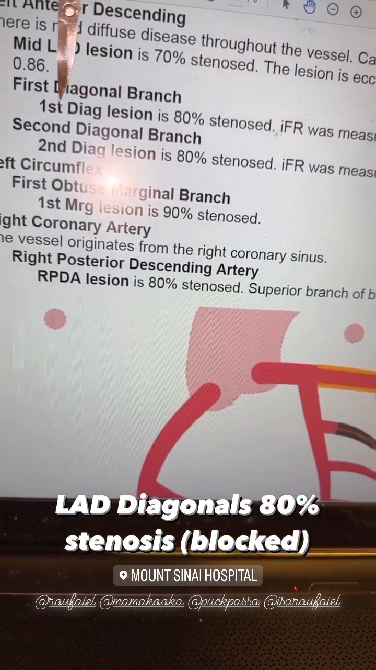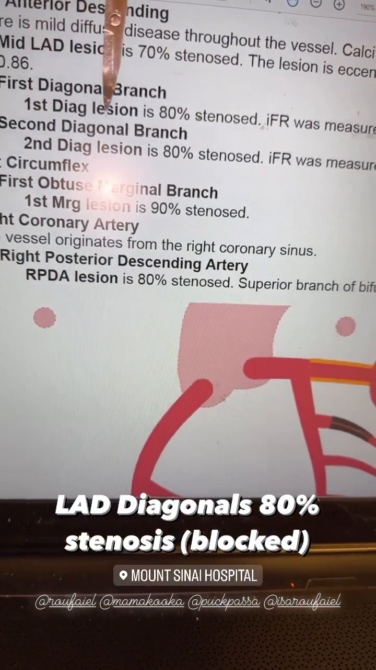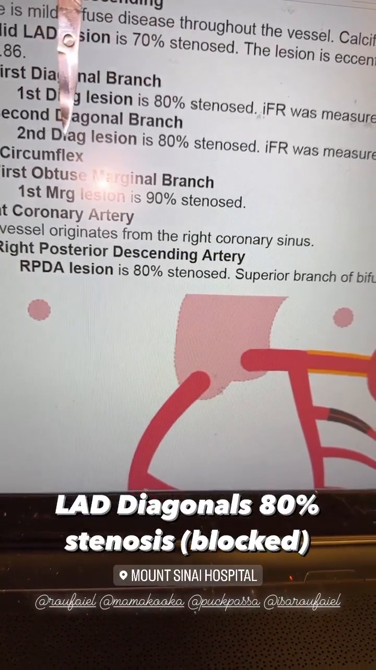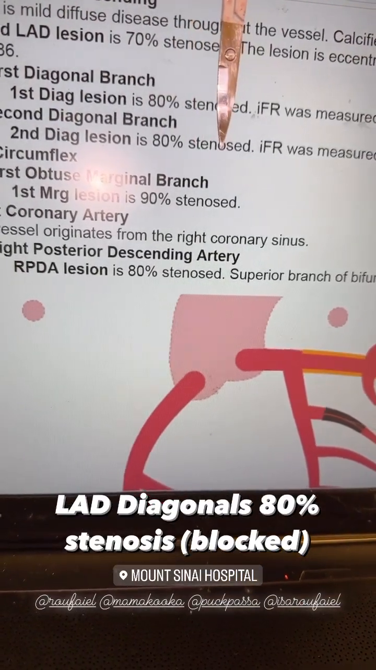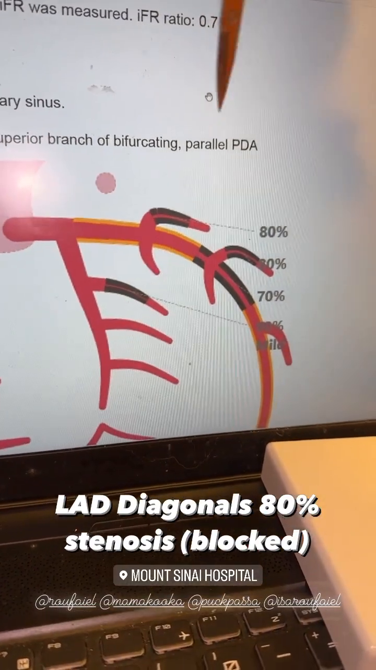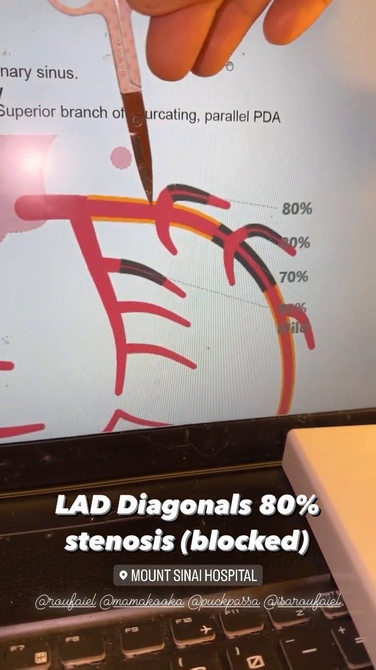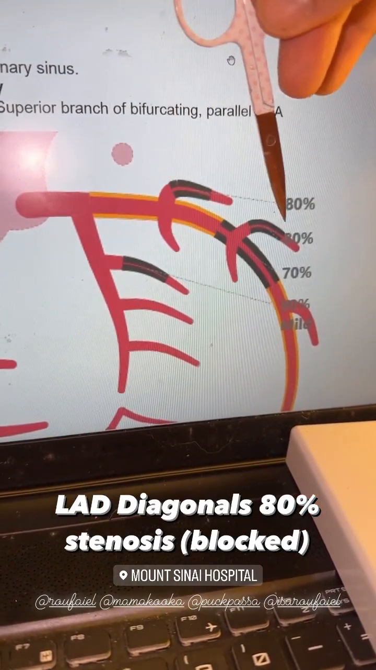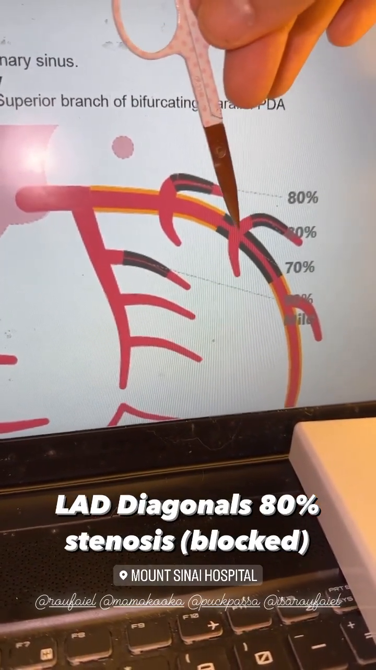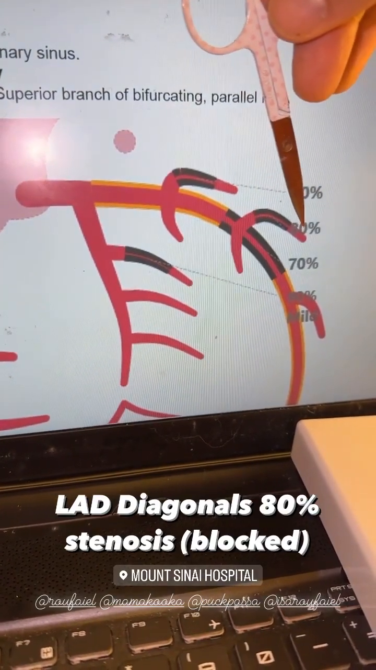We're seeing diagonal branches still in the left anterior descending. But we're seeing here the first one is 80% and the second diagonal is also 80% stenosis. So what is that talking about? Well, if we take a look at the diagram that they have over here, here's your left anterior descending as it goes down. And then you have a diagonal right here. That's the first one. It's 80% blocked. And then you have the second diagonal, which is coming right off at an angle, and that's also 80% blocked.